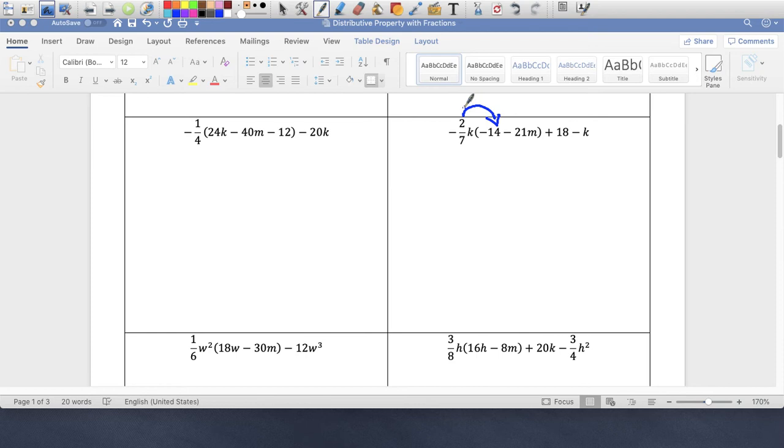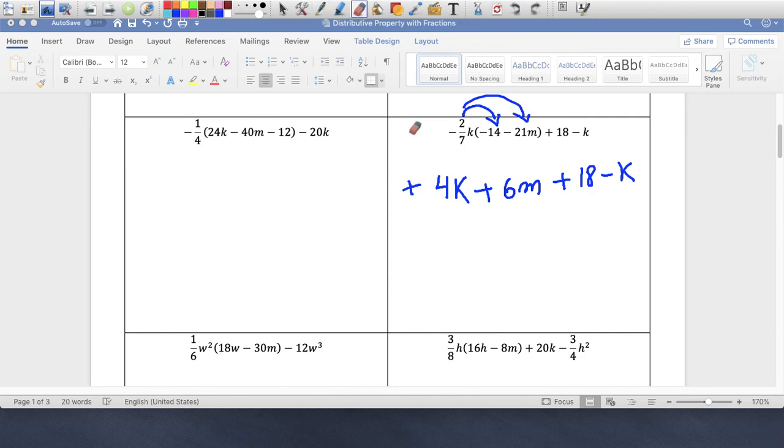Then the distributive property here with these two. That plus 18, I'm just going to write it over here just to show that it does nothing until we get rid of the parentheses. So 2/7 times negative times, let's do the signs. Negative times a negative is a positive. 2/7 times 14 is going to be 4k, by the way. And then 2/7, negative times a negative is going to give me another positive. And 2/7 of 21 is going to be 6m.